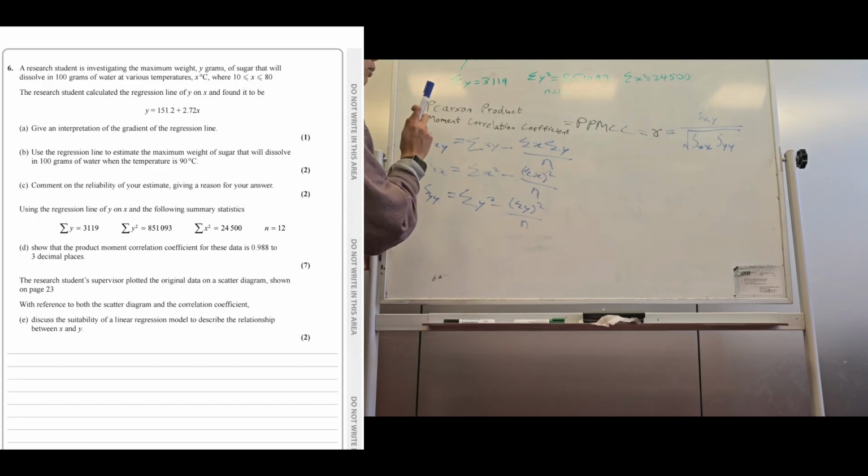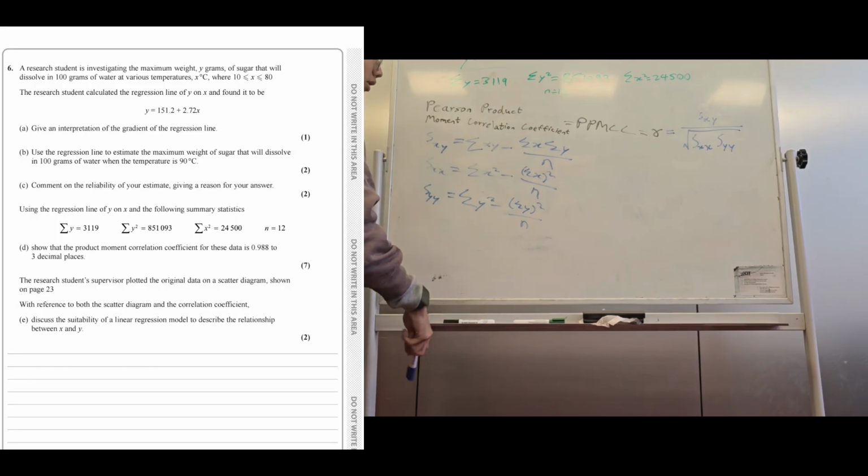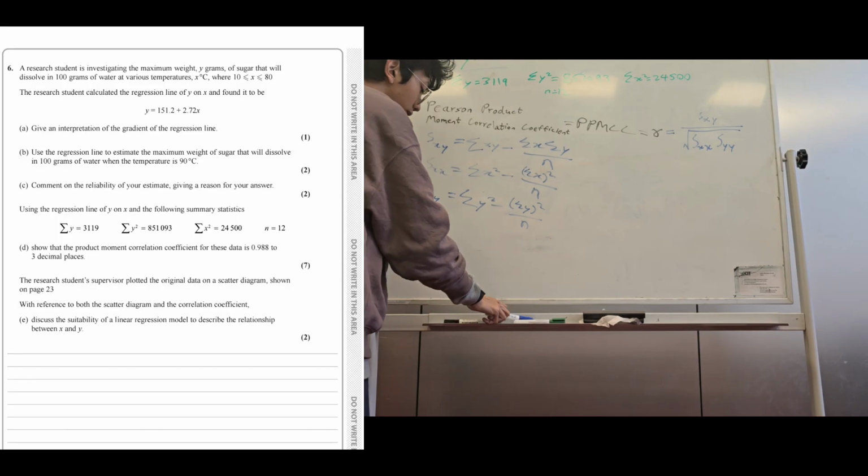Sxx, we can't, we have summation of x squared here, but we don't have summation of x, so we can't calculate that yet. Sxy, we don't have summation xy, and we don't have summation x. Yeah, right.